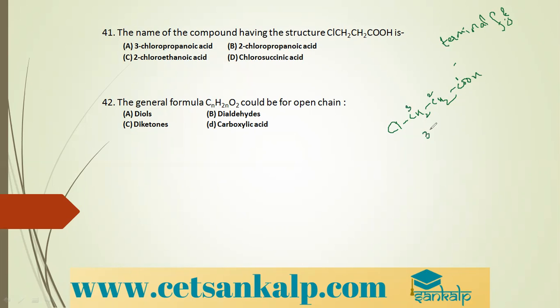So how do we write the name? It is 3-chloro, 3 carbon atoms, prop, single bonds ane, and COOH group, so oic acid: 3-chloropropanoic acid. So the correct option is option A.